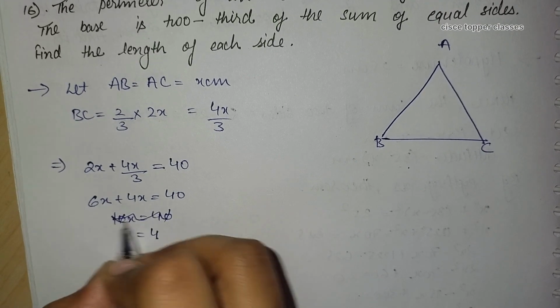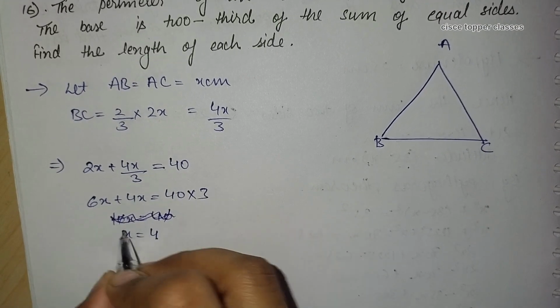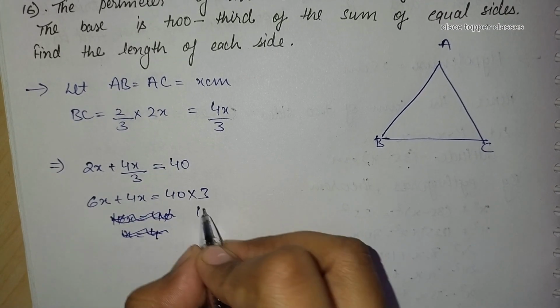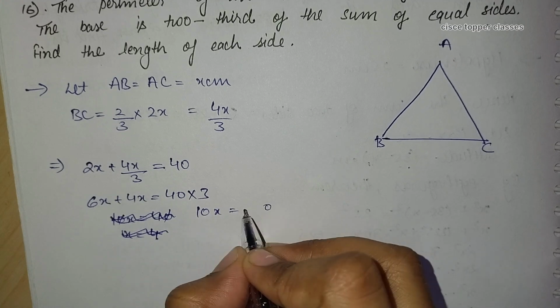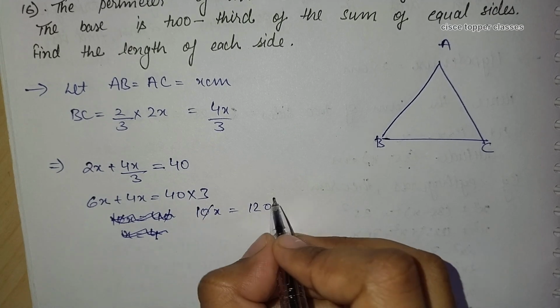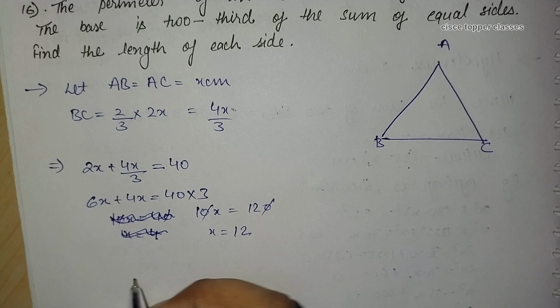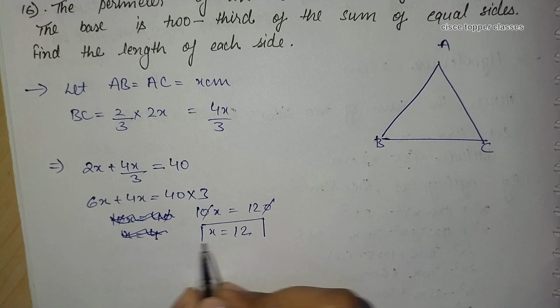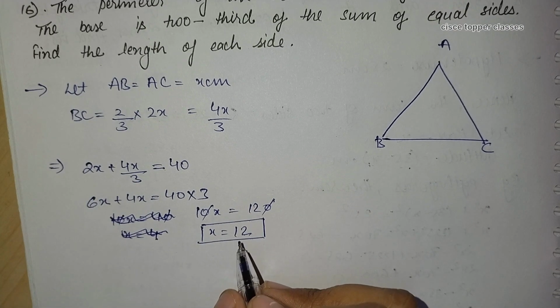Sorry, here we have not multiplied it with 3. So this is into 3. So here this will be 10x equal to 120, and this will cancel out, x is equal to 12 from here. Means here the x is equal to 12.